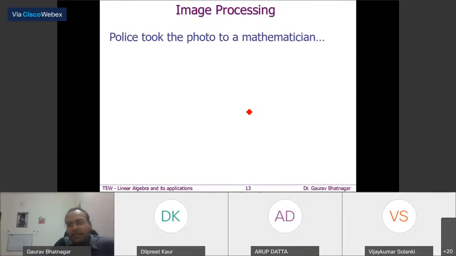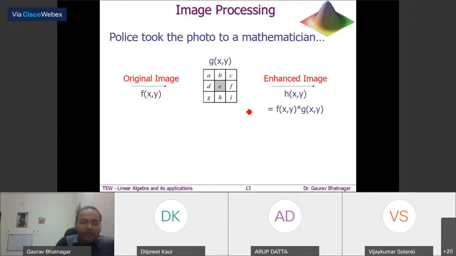So now what the mathematician did is he took that original image. This is the image taken by the police, which is blurred in nature. Now I am saying that this image is nothing but a two-dimensional function. Within a moment we will see why the image is a two-dimensional function, a very simple and elegant proof of why an image is always going to be a matrix.